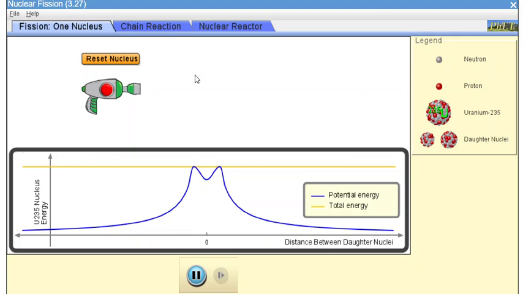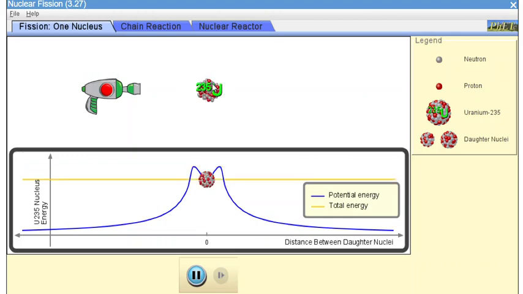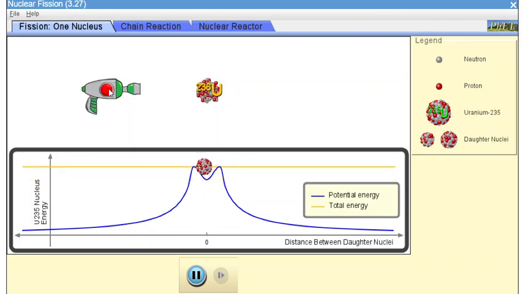To introduce this topic, we have first here a nucleus of uranium-235. If we fire one neutron against this nucleus, we can see how the nucleus captures the neutron and becomes unstable. There is an increase in the energy, and then eventually the nuclear fission is going to occur. So the nucleus just breaks down in two parts, right? And this is basically what nuclear fission is, and this is going to generate an amount of energy.